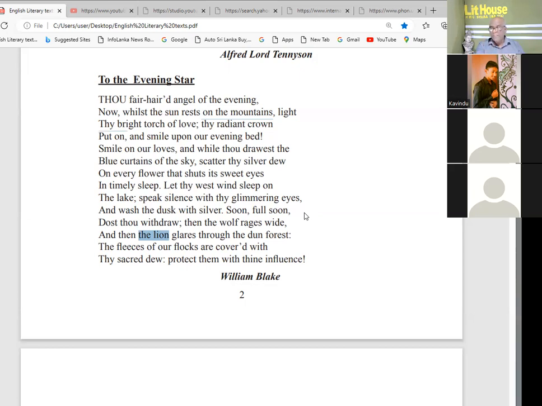The poet is afraid of this darkness. Therefore, he wants the evening star to protect people and other innocent animals from these dark forces. Then he ends the sonnet with these two lines. The fleeces of our flocks. Fleeces of our flocks simply means the innocent creatures. Flocks means animals, innocent animals.